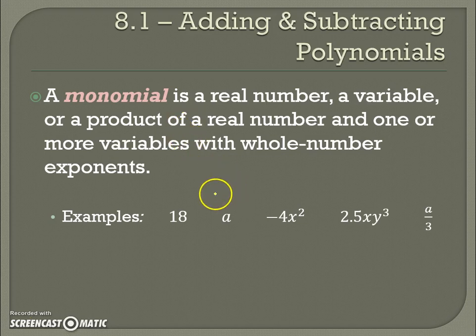A monomial is a real number, a variable, or a product of a real number and one or more variables with whole number exponents. So here's some examples: 18, a, negative 4x squared, 2.5xy cubed, a divided by 3. Notice that all of these do not include any addition or subtraction. That's the best way, in my opinion, to think about something being a monomial. So have that copied down.